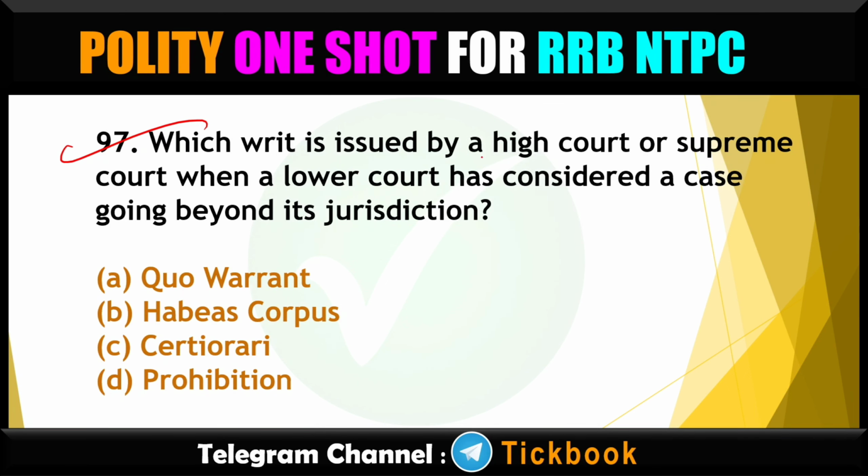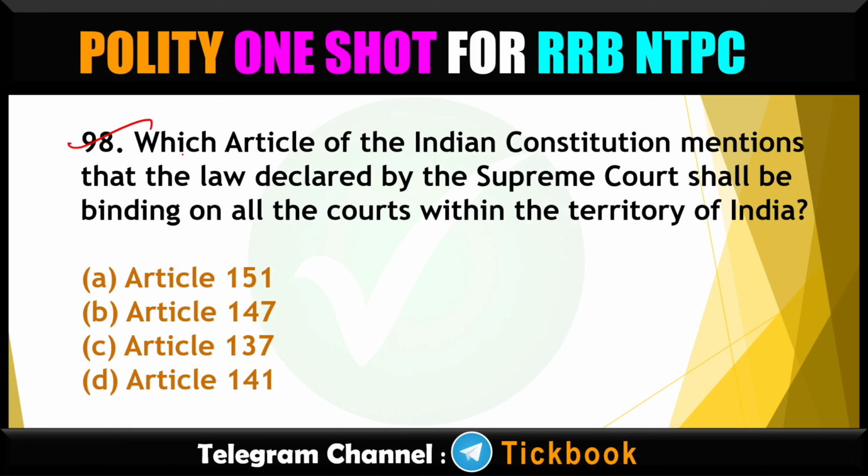97. Which writ is issued by a High Court or Supreme Court when a lower court has considered a case going beyond its jurisdiction? Option number D, prohibition. 98. Which article of the Indian Constitution mentions that the law declared by the Supreme Court shall be binding on all courts within the territory of India? Option number D, Article 141.